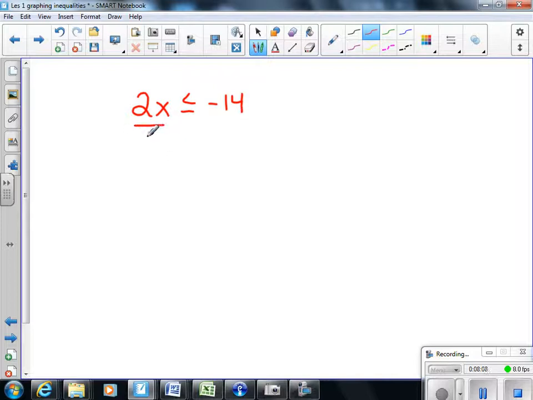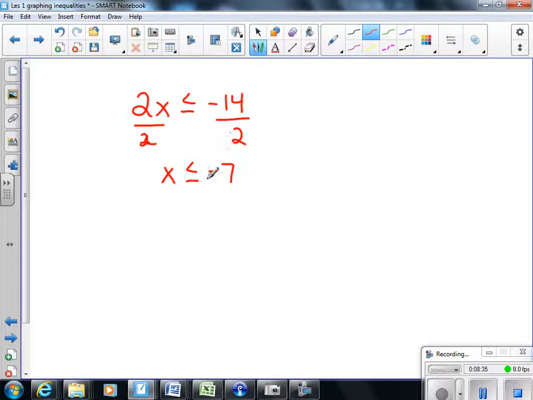Okay, to solve, we're going to divide both sides by 2. Now I get x is less than or equal to -7. Now I did not divide both sides of my inequality by a negative number, so I shouldn't have to switch the sign. Let's see if that would make it still true. Give me a number less than -7, like -8. So 2 times -8 would be -16. Is -16 less than or equal to -14?